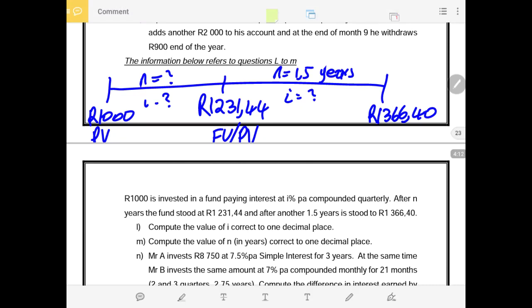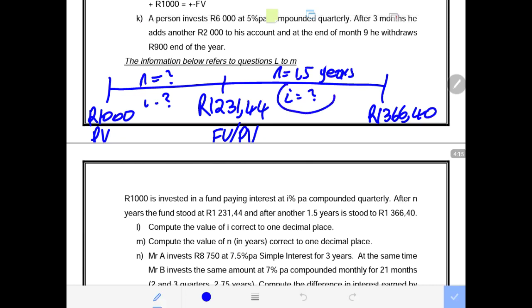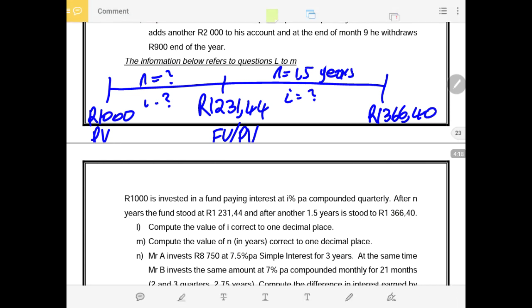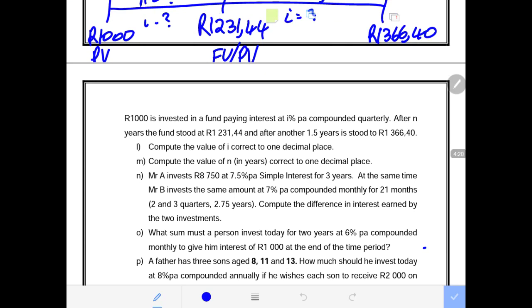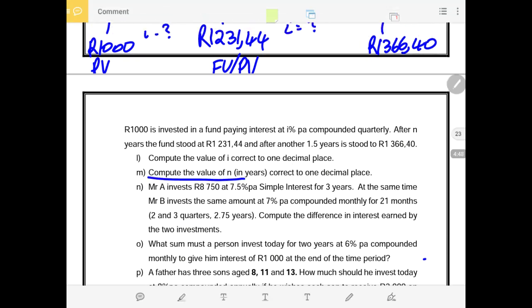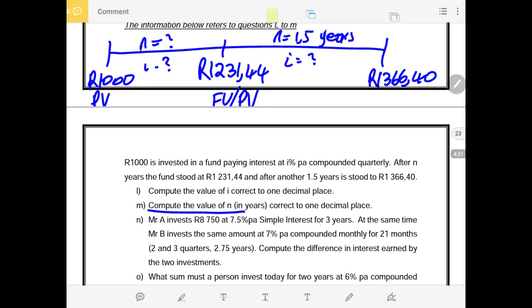So very important to note that we are likely to be looking for I, our interest rate. We are required to compute the value of I and correct it to 2 decimal places. Then we are to compute the value of n in years and correct it to 2 decimal places. So we need to calculate our n, which is for the entire period from the time 1,000 was invested until the amount became 1,366 rand 40 cents. So let us continue on that same note and do our calculations.